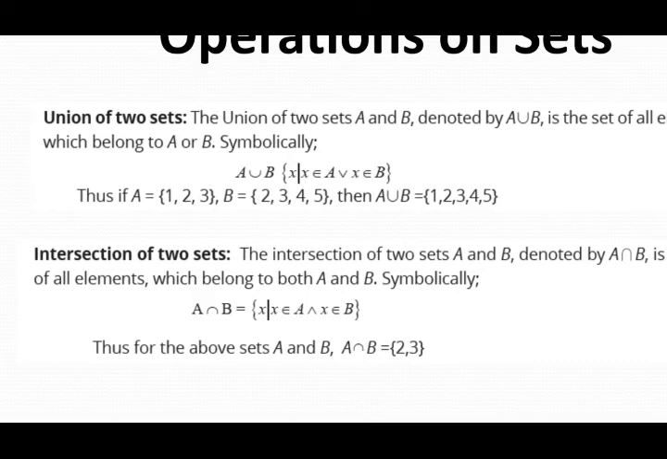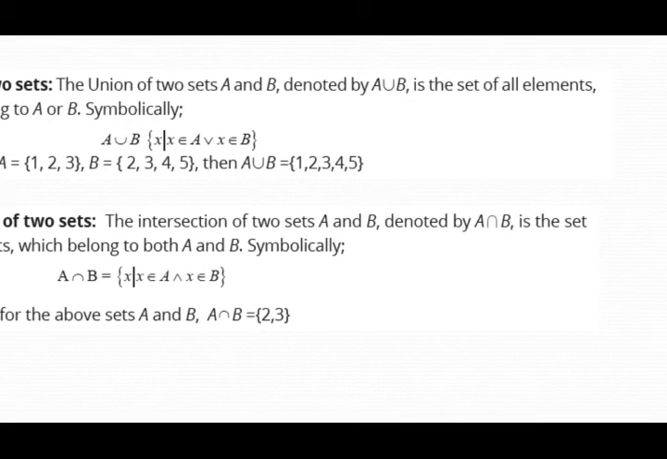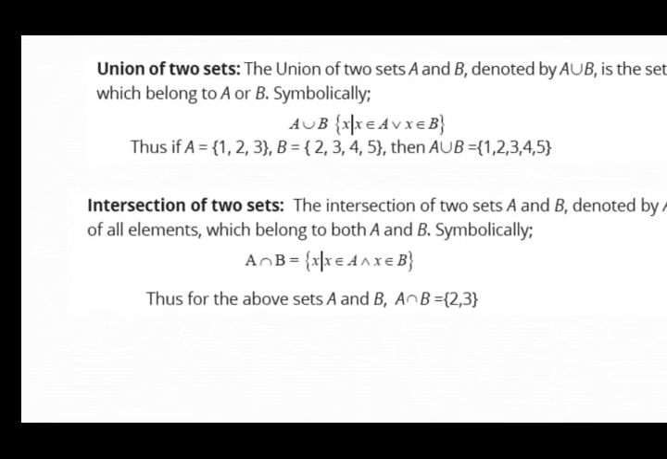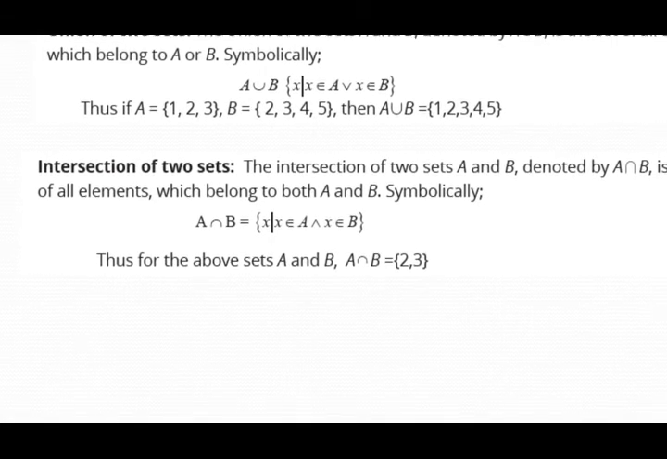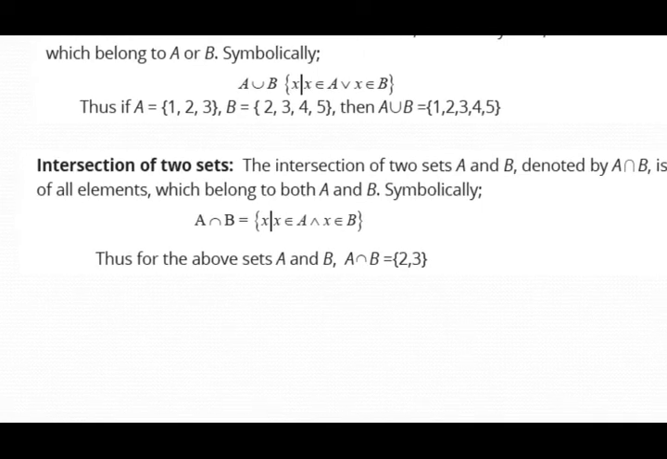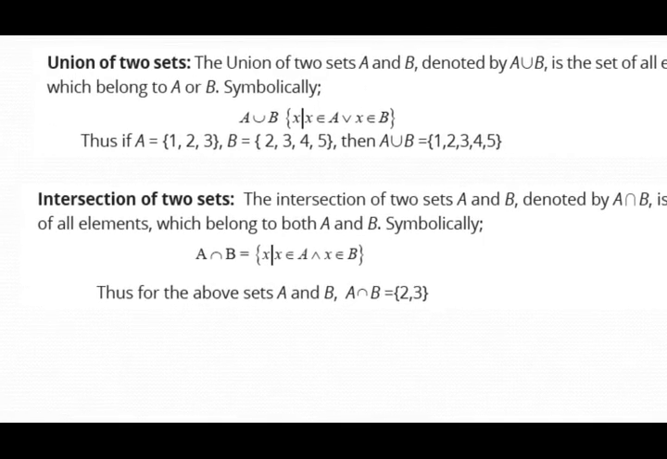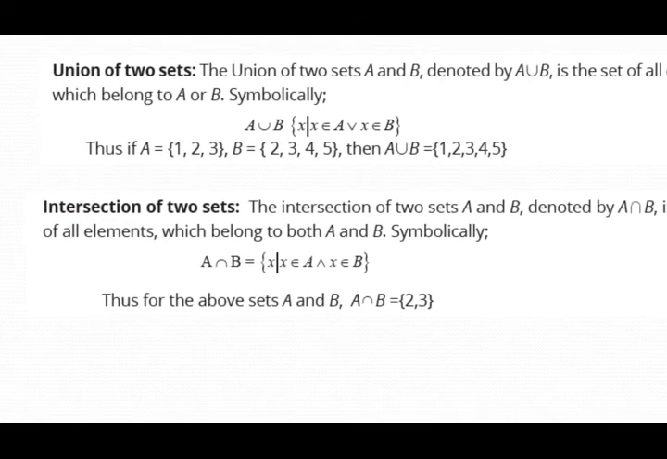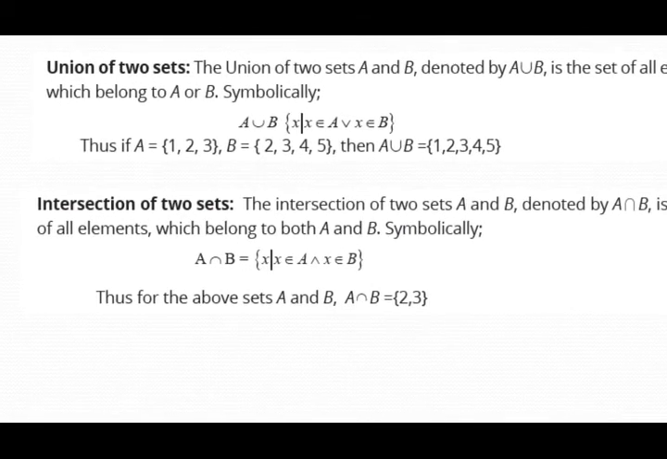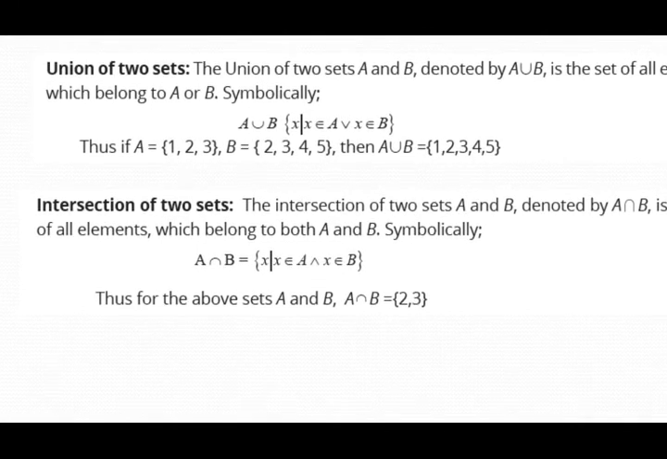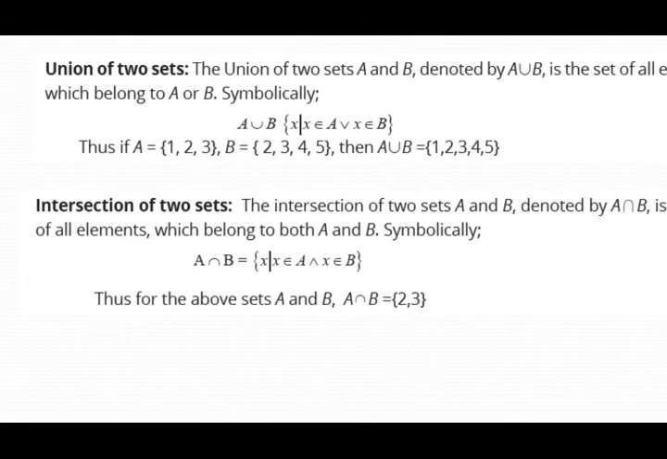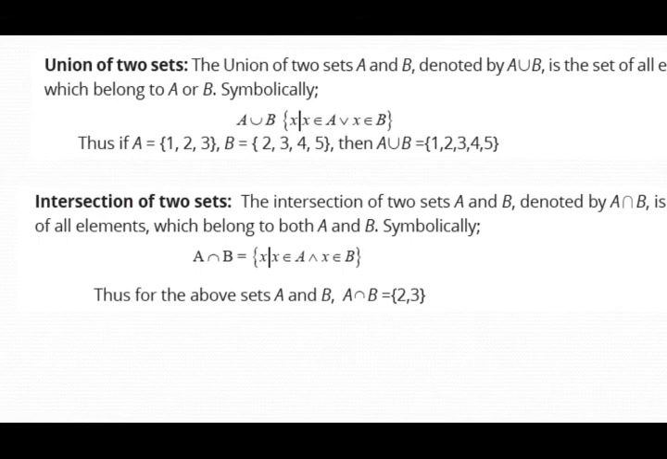And then intersection of two sets. The intersection of two sets A and B, denoted by A intersection B, is the set of all elements which belong to both A and B. Symbolically, {x such that x belongs to A and x belongs to B}. The above sets A and B intersection is {2, 3} because two common elements, 2 and 3.